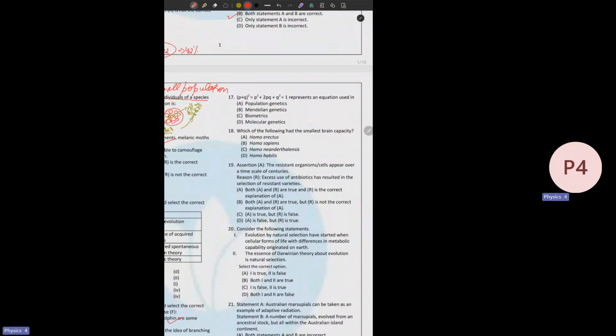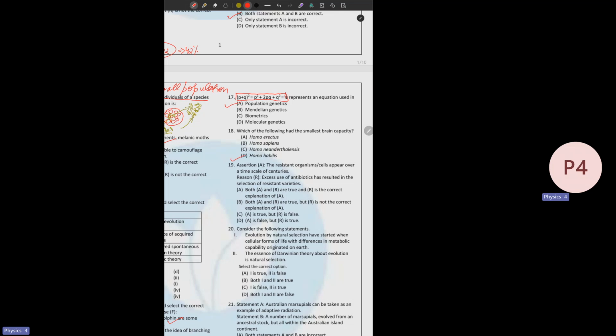So this equation represents population genetics as the Hardy-Weinberg equilibrium, or Hardy-Weinberg equation. It goes for the population itself. Which of the following had the smallest brain capacity?